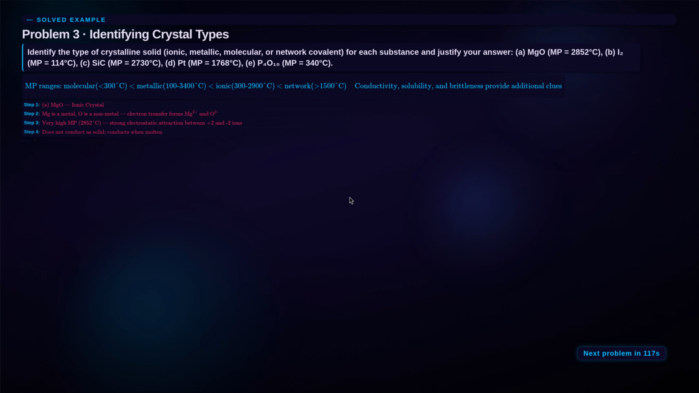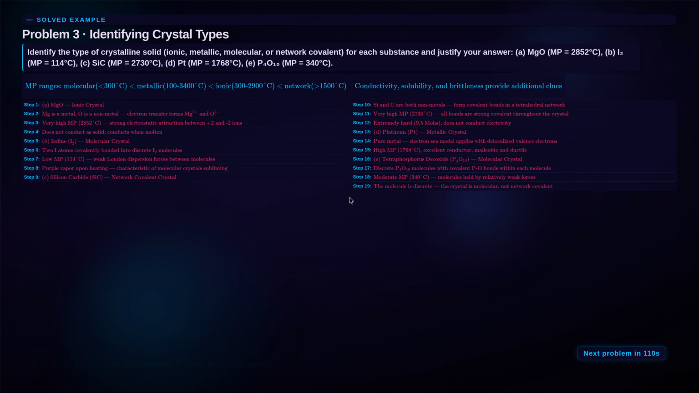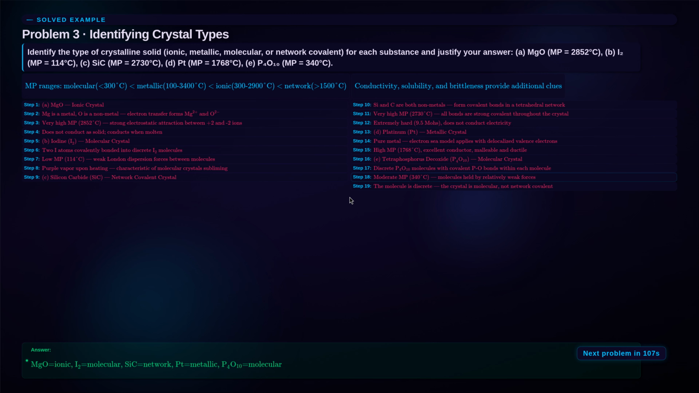Problem 3. Identify the type of crystalline solid for each substance and justify your answer. Magnesium oxide, iodine, silicon carbide, platinum, tetraphosphorus dioxide. Consider melting points, bonding, and properties.